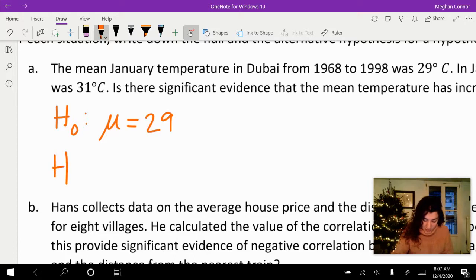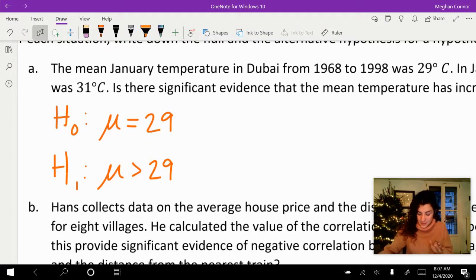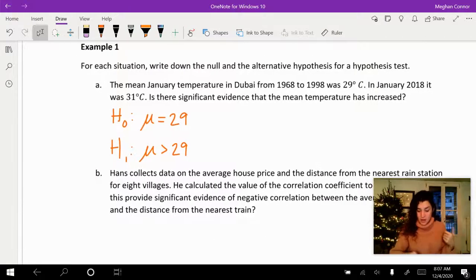The alternative hypothesis would be that mu has changed, but not only changed, has increased. So now mu is greater than 29 degrees. And that would be your alternative hypothesis. And that is all we have to say there. Okay, that's it. Null hypothesis, alternative hypothesis. This is step one with hypothesis testing.